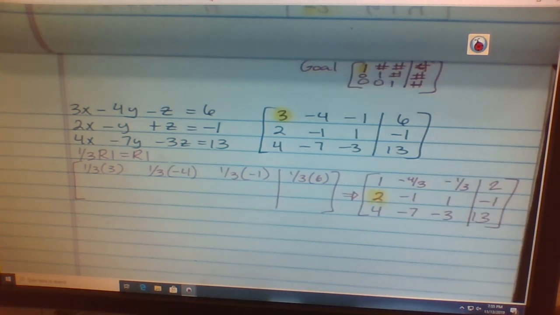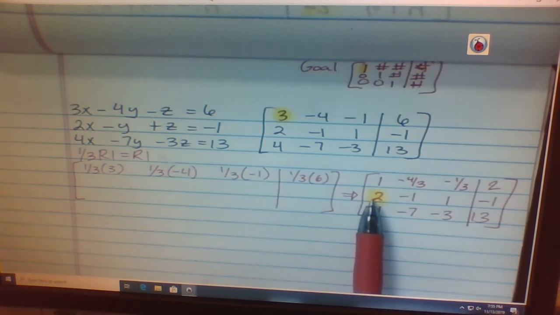If you know what you're doing, keep working. I just don't want to go too fast because I have 2, 4, 5 people who are not here on Monday. I still kind of want to go a little slow. So the next thing you want to do is change this guy to a 0.